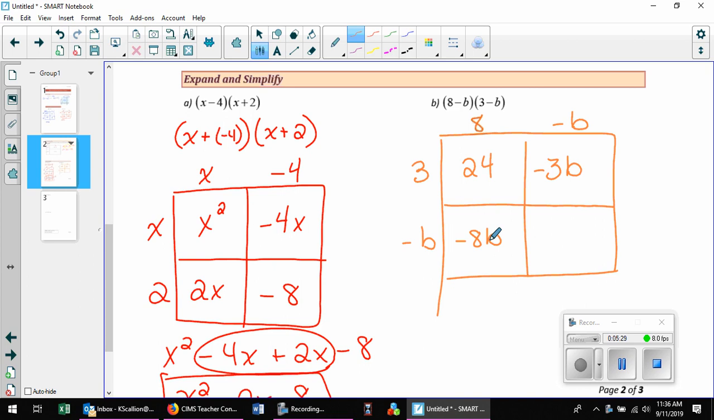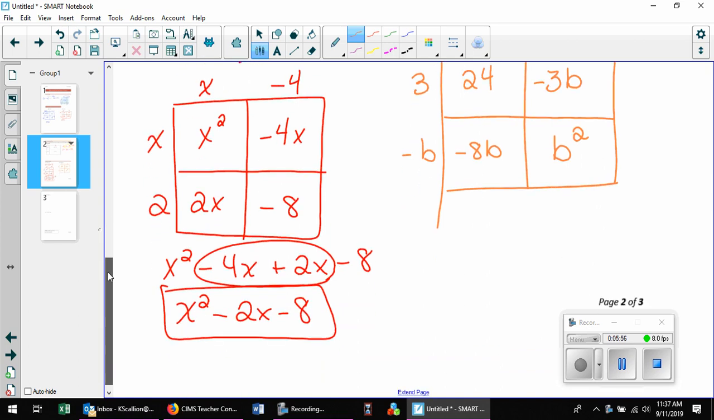Now here's where we got some problems. So we have a negative b. Okay, we have a negative anything times a negative anything. What do we get? A positive. So this should be a positive b squared. How did we do on that?